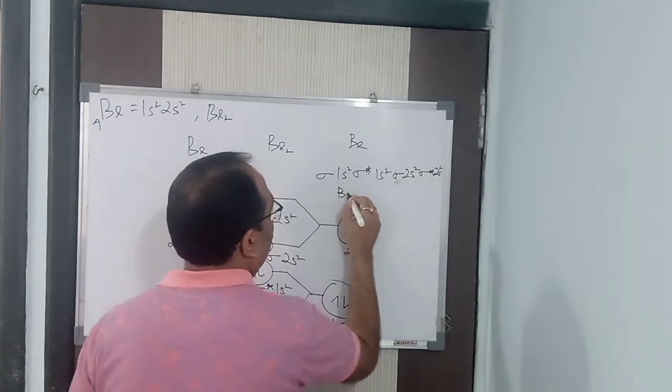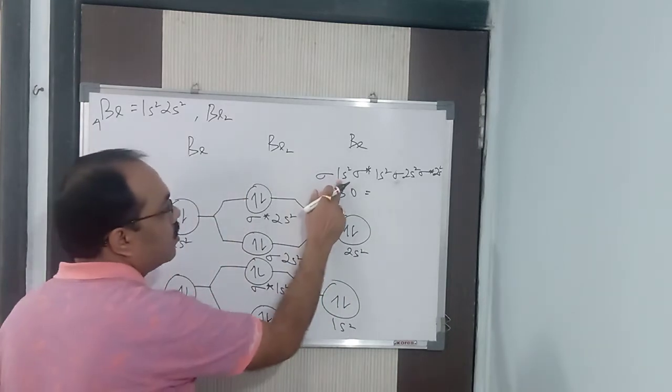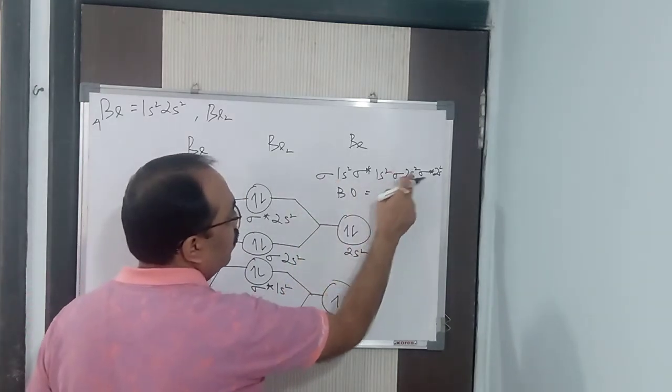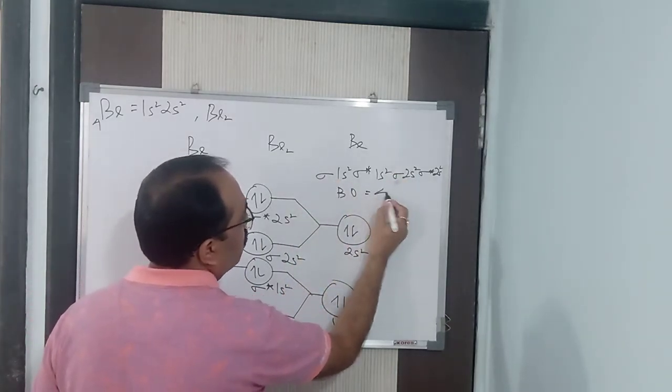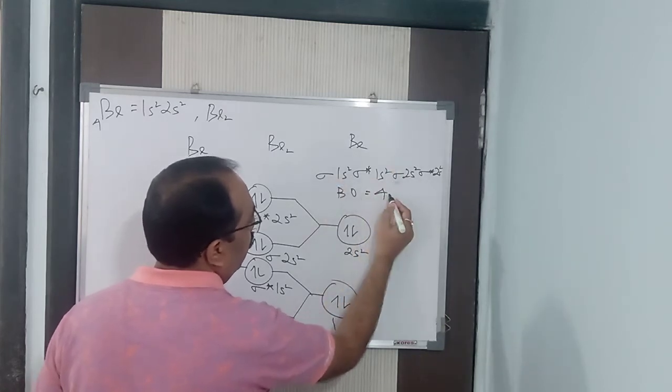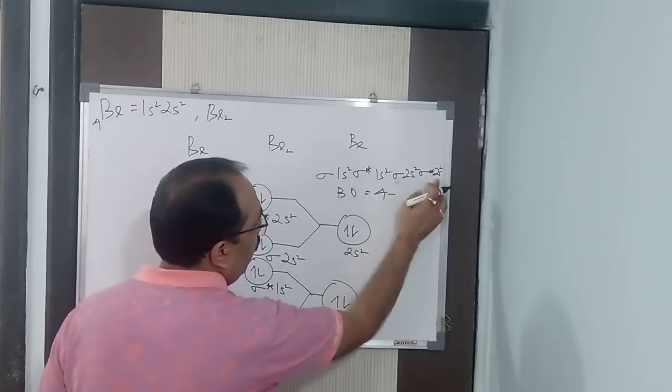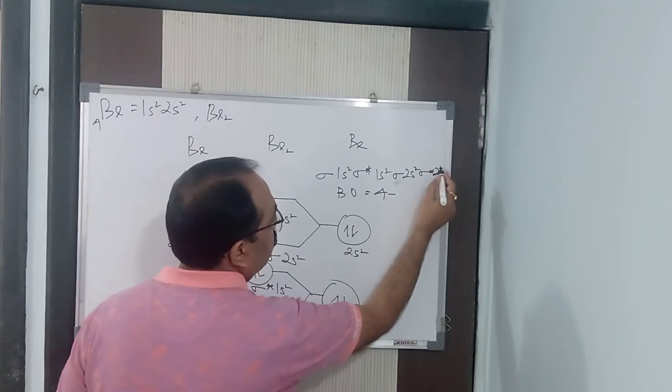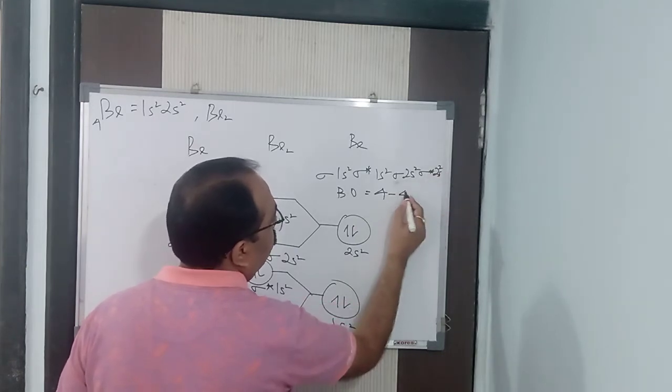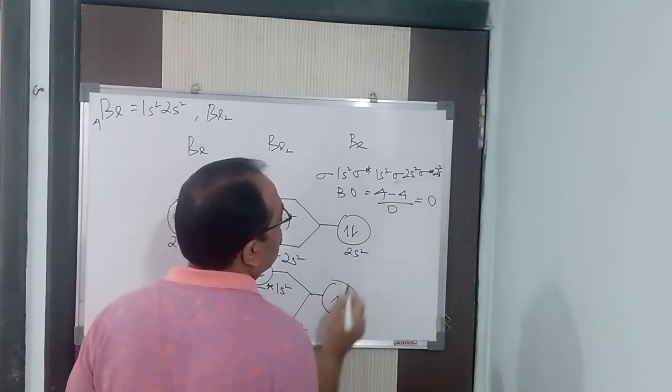Alright. Now bond order is Nb minus Na. Nb is 2 and 2, you can see that, no star. So 2 and 2 is 4. Anti-bonding is again 2 and 2, so 4. So 4 minus 4 is 0.